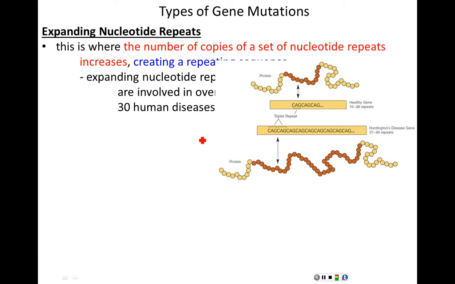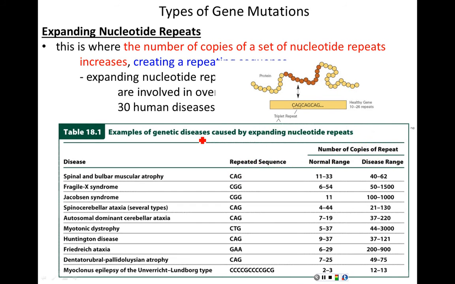Expanding nucleotide repeats are responsible for a large number of human diseases. About 30 human diseases have expanding nucleotide repeats at their core. This figure or table from your textbook shows what diseases those are. Of course, Huntington's is on here, but some of you may have heard of Fragile X syndrome. That's also an expanding repeat mutation. Here the repeat is CGG. You should have between 6 and 40 or 54 of those. If you have between 50 and 1,500, you have the disease, and perhaps you've encountered some of these other diseases as well.